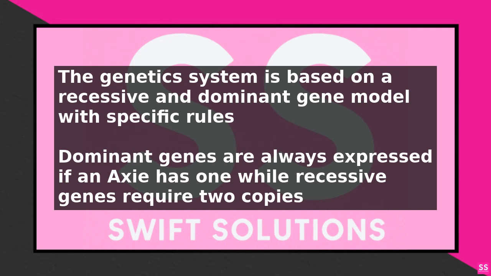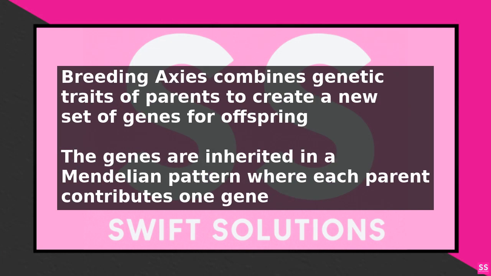When breeding Axies, the genetic traits of the parents are combined to create a new set of genes for the offspring. The genes are inherited in a Mendelian inheritance pattern, where each parent contributes one gene to the offspring. The offspring will then express the dominant gene, or a combination of the genes if they are recessive.